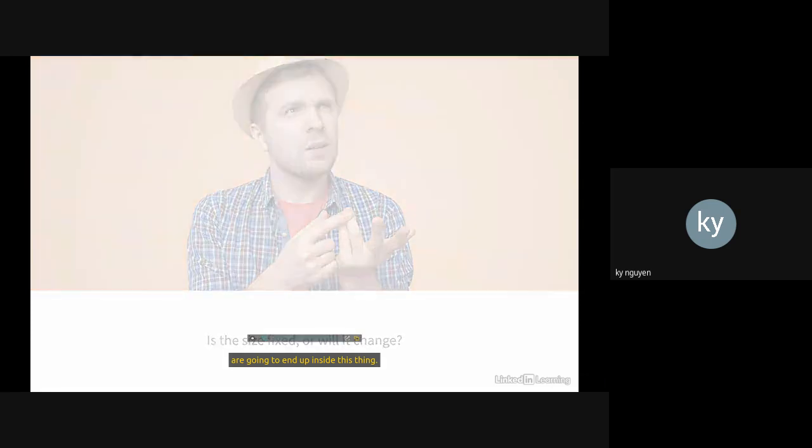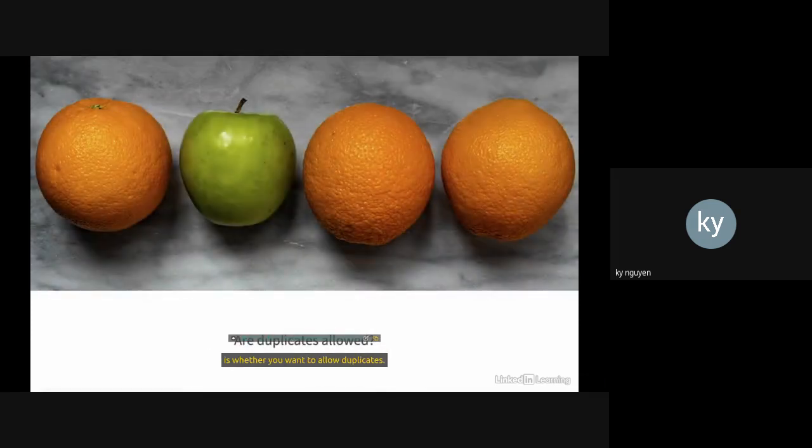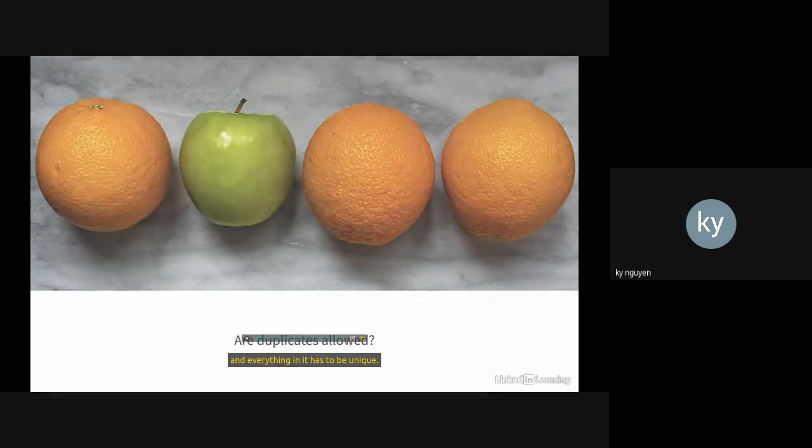The first thing to think about is, do you know in advance how many items are going to be in the data structure? There might only ever be 10 things in there, or you might have no idea how many items are going to end up inside this thing. Another thing to think about is whether you want to allow duplicates. Sometimes you might not care if your data structure contains several of the same thing, but at other times you might want to enforce that no duplicates are allowed, and everything in it has to be unique.